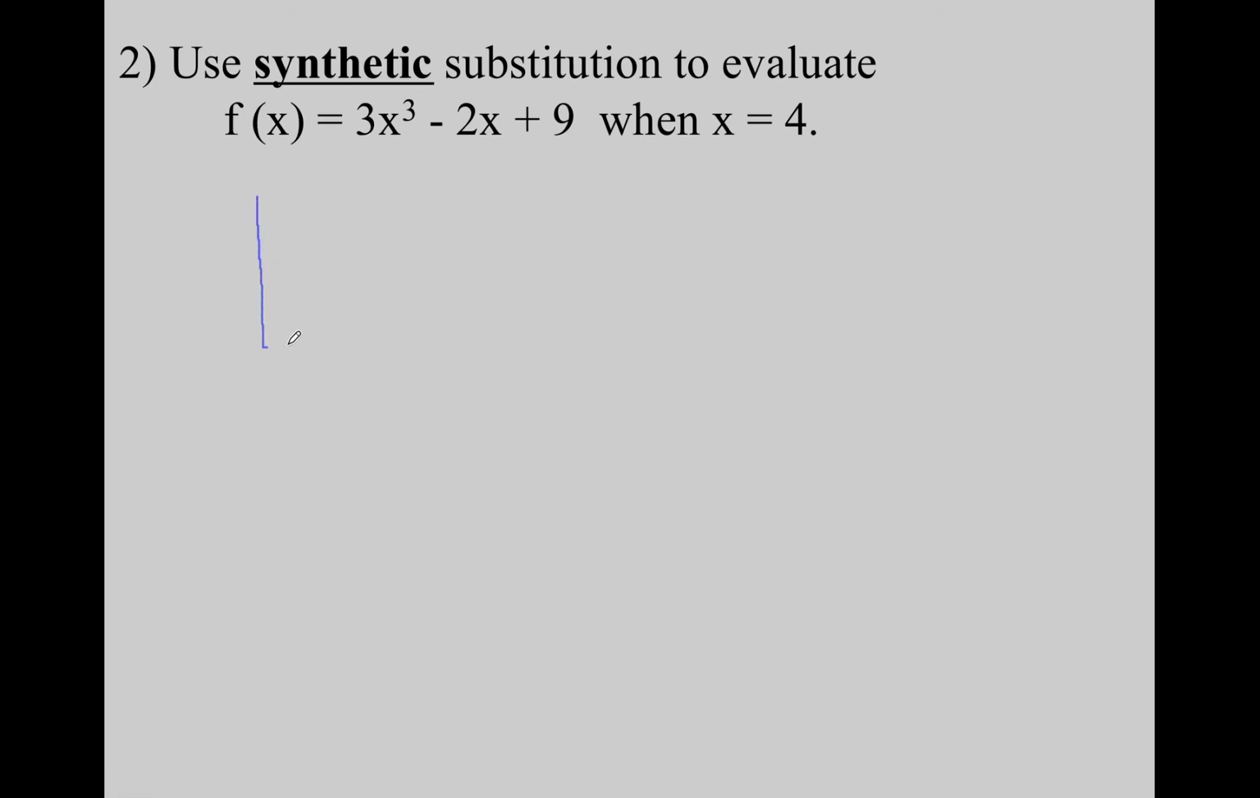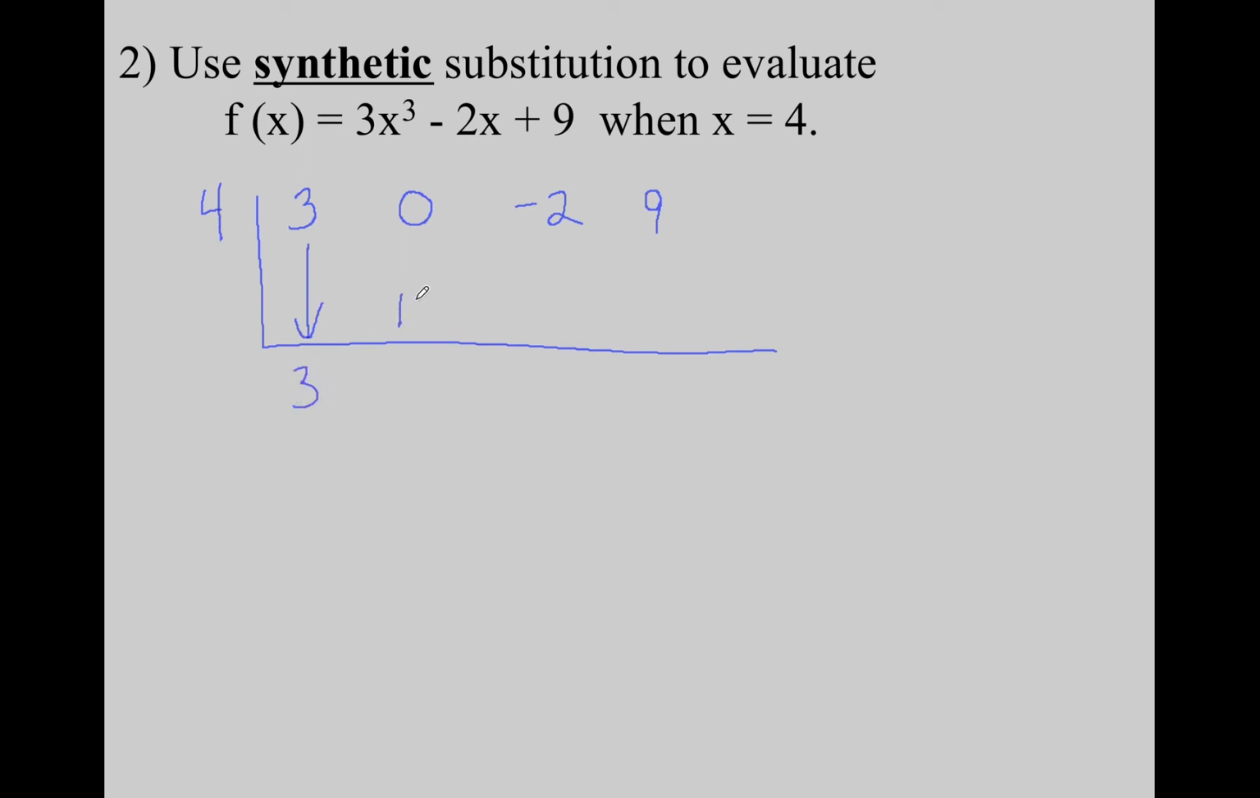Let's try another one. Okay, they're already written in descending order, but if you notice, I don't have anything for an x squared position. So this goes in for the x cubed position. This goes in for the squared position. That's x to the first. That's your constant. Drop the 4 out here. Bring this number down. Okay, and then we just go through the process.